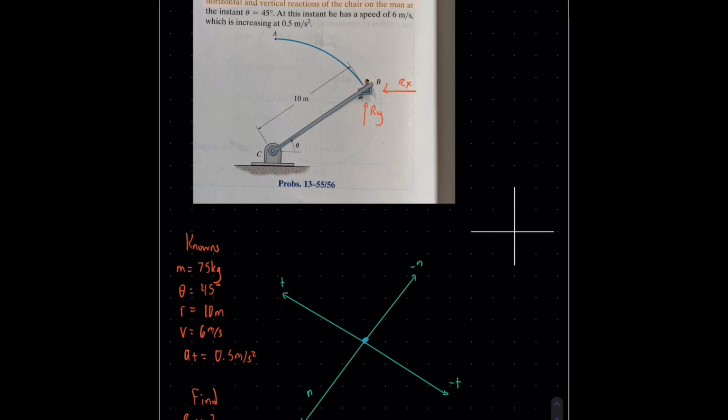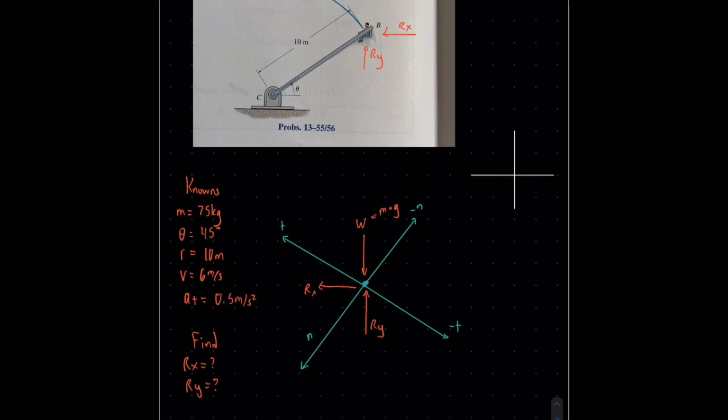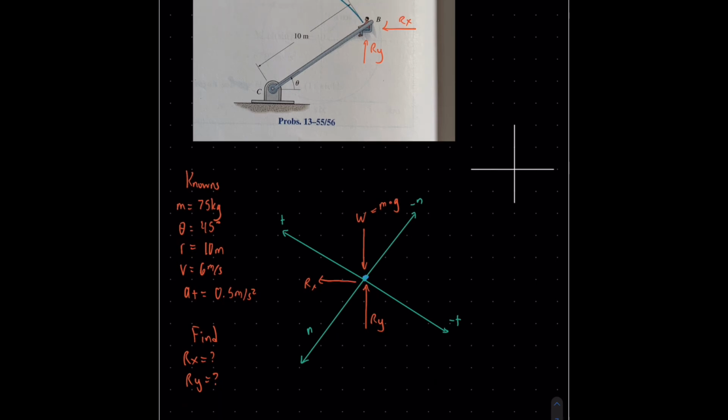Okay, next we have to signal the forces happening on our guy on this coordinate axis. That would simply be the reaction in the y, the reaction in the x, and the force of the weight. And the weight is mass times gravity. Now the goal is to solve these forces in the normal and tangential components, because that's where everything happens, in the normal and tangential directions.